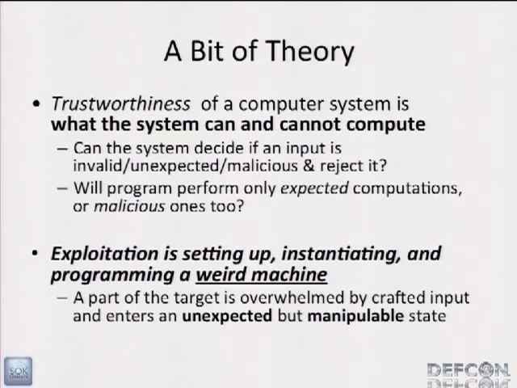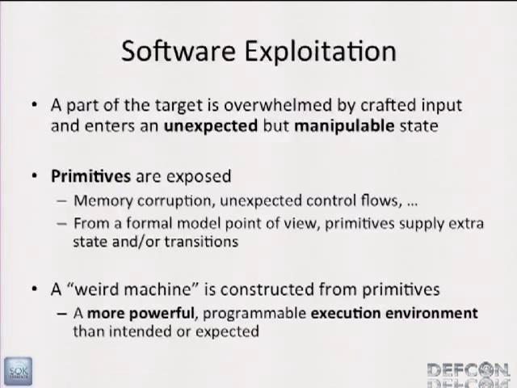In the words of Halvor Flake, who was there when I tried to summarize this hacker folklore, exploitation is setting up, instantiating, and programming a weird machine. So, referring to the non-generic nature of the beast, well, you have to construct those programs. It's no longer a simple trick. So a part of the target is overwhelmed by, say, an input you manage to send to it, and it enters an unexpected but reliably manipulable state.